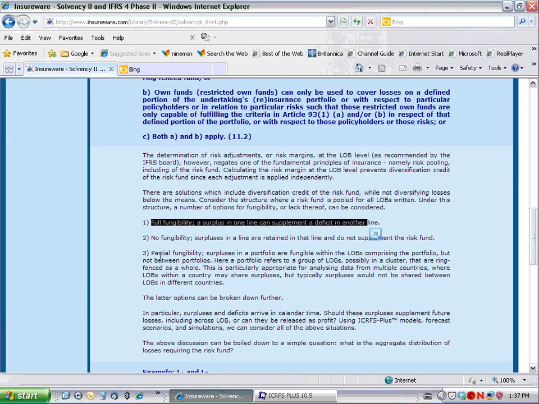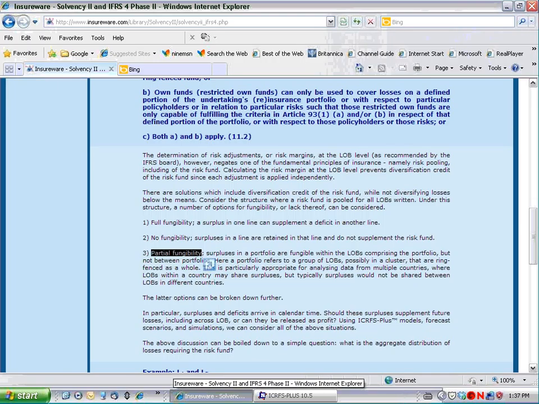But you can also have partial fungibility. What do I mean by that? You can set up portfolios of LOBs, different groups of different portfolios. One portfolio might be a territory or a country or a certain class of business units. Now, you could have full fungibility in LOBs in the same portfolio, but if you've got 2 LOBs that are in different portfolios, there's no cross-subsidization of surpluses, there's no fungibility.